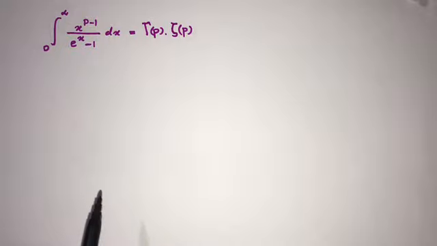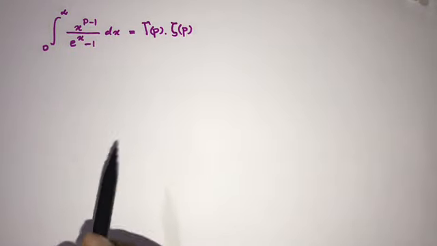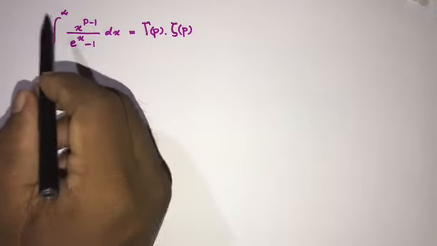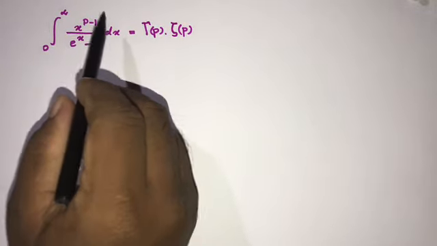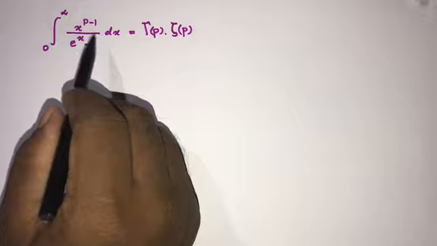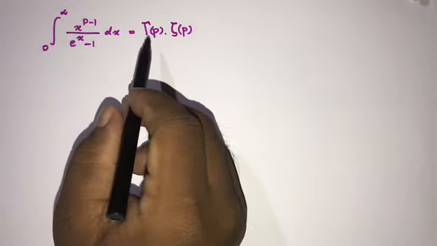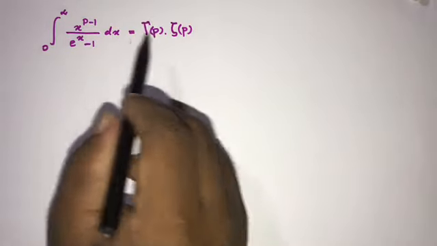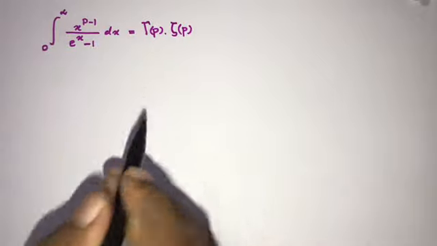Today we are going to solve another interesting integral. The question is, show that the integral from 0 to infinity of x to the p minus 1 over e to the x minus 1 dx is equal to gamma of p times zeta of p. Okay, how to begin?